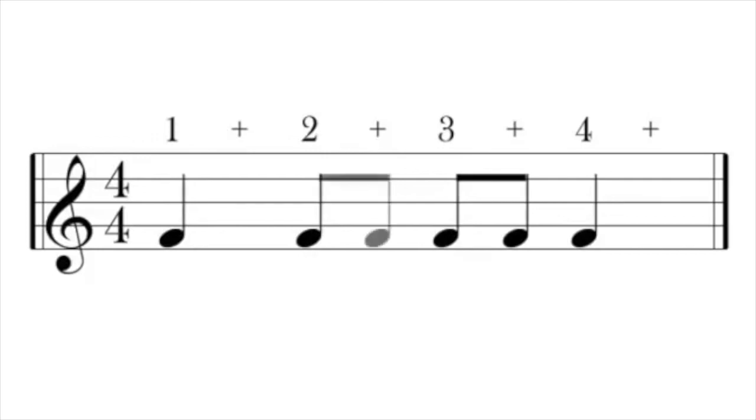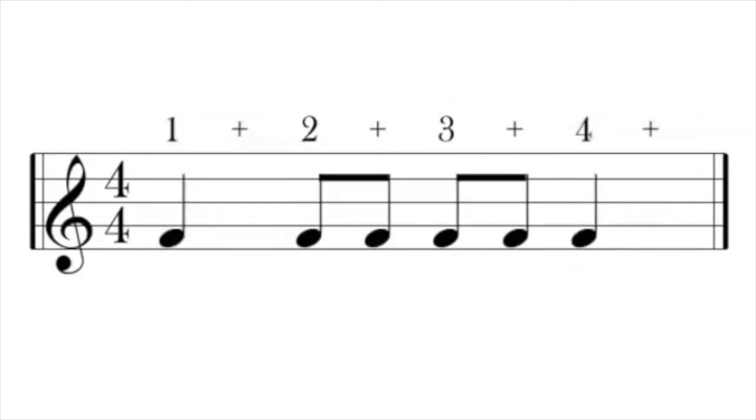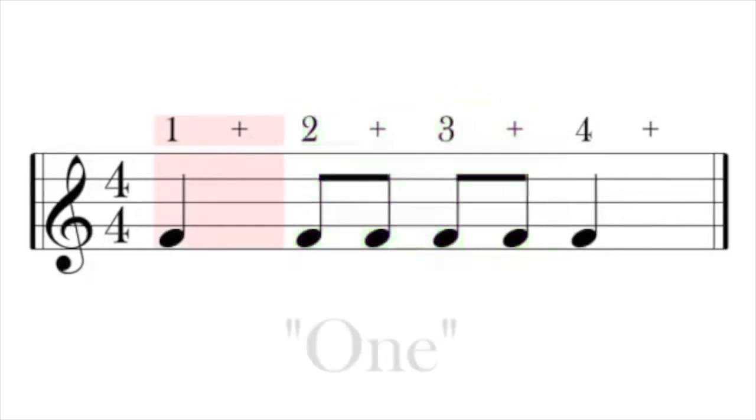Let's take a look at measure 2. In measure 2, beats 1 and 4 contain quarter notes, and beats 2 and 3 are each divided into 2 equal halves or eighth notes. Let's count. 1, 2 and 3 and 4.